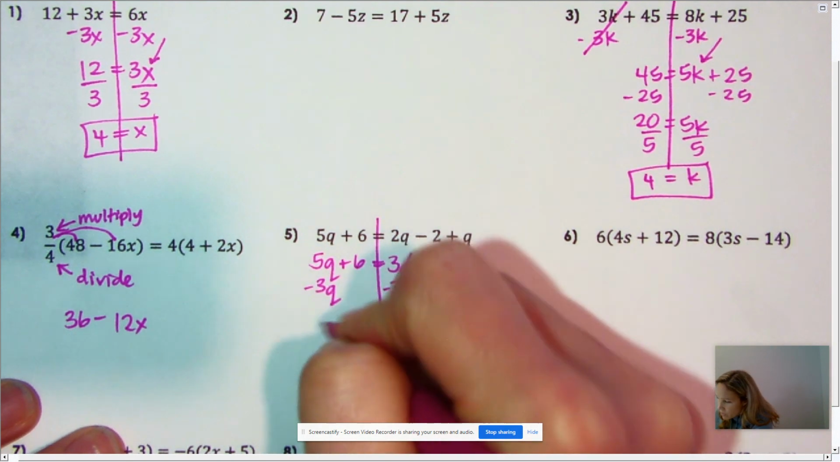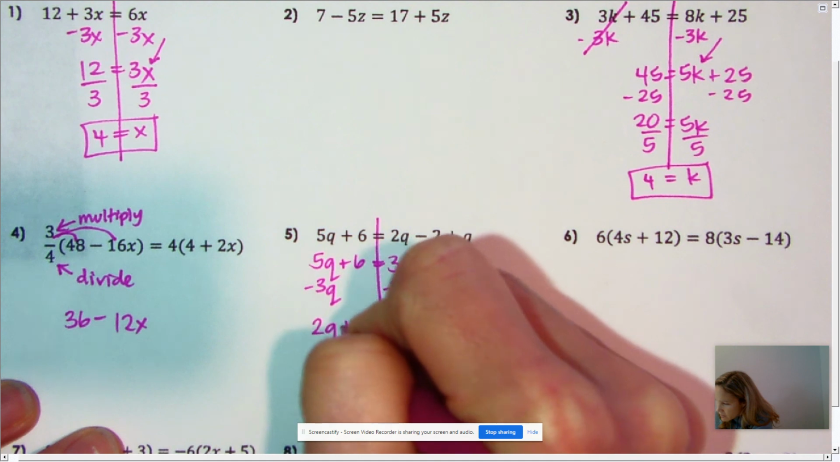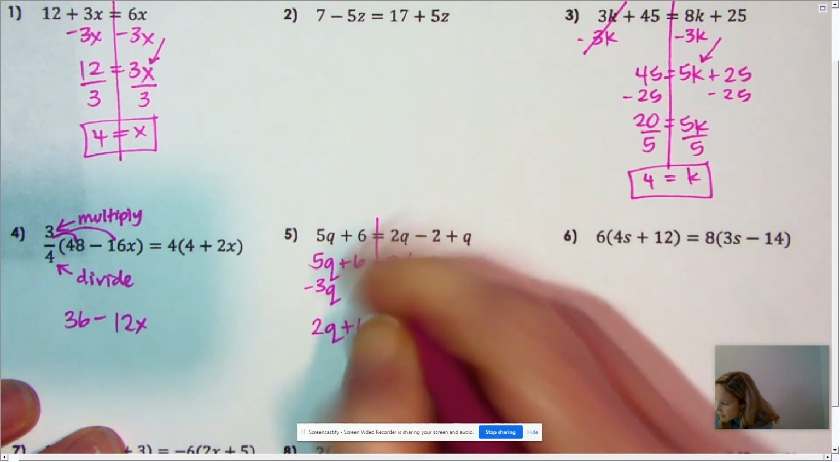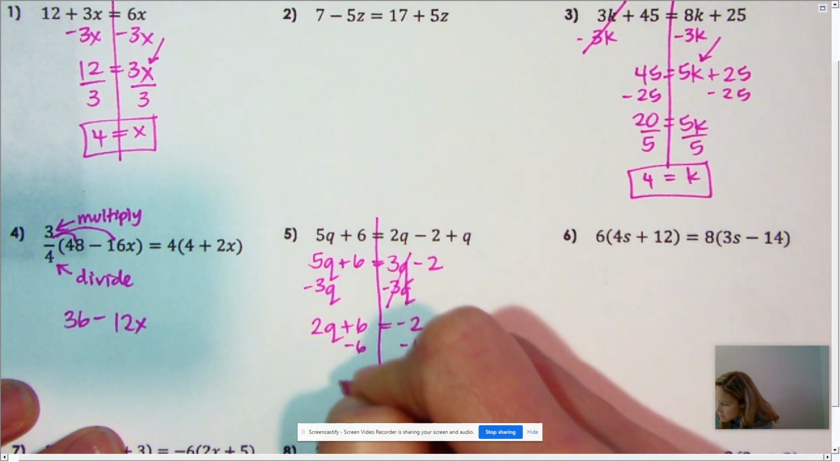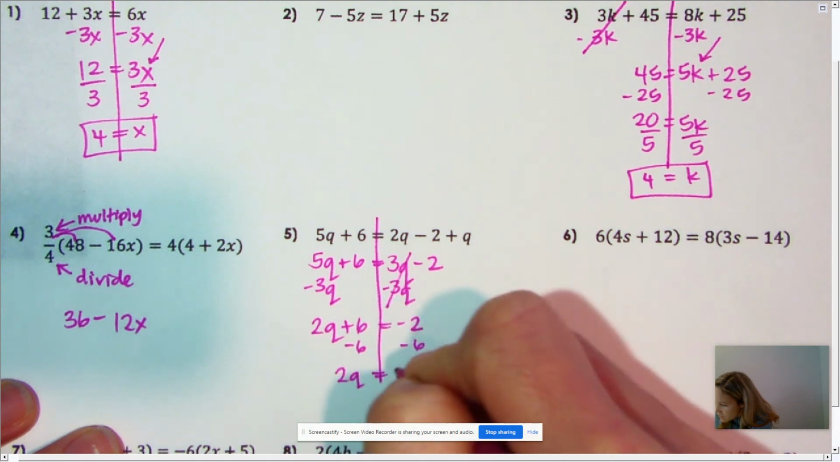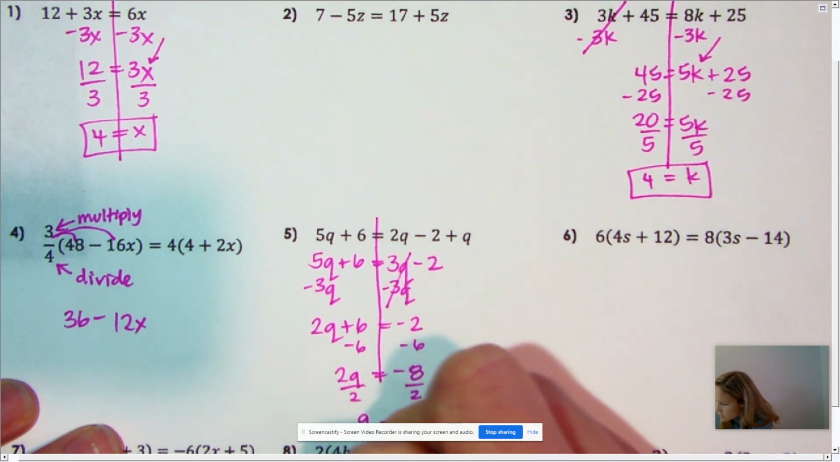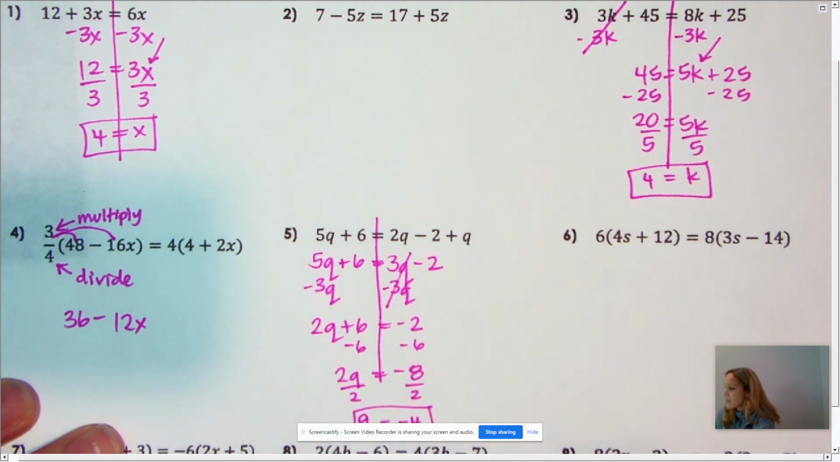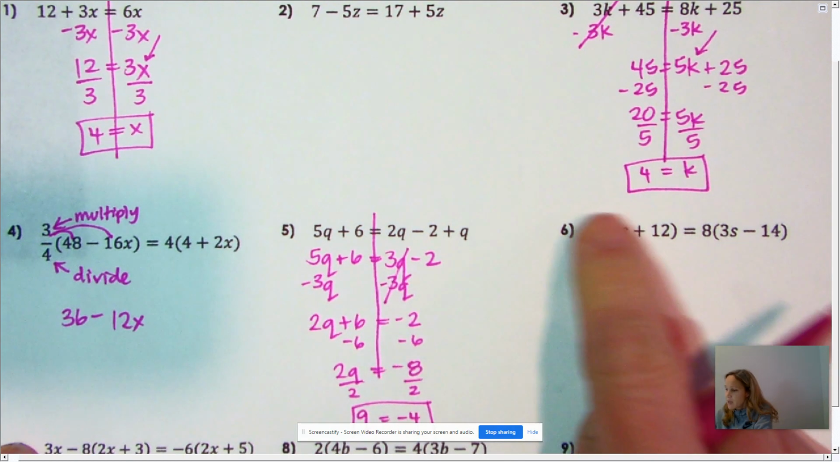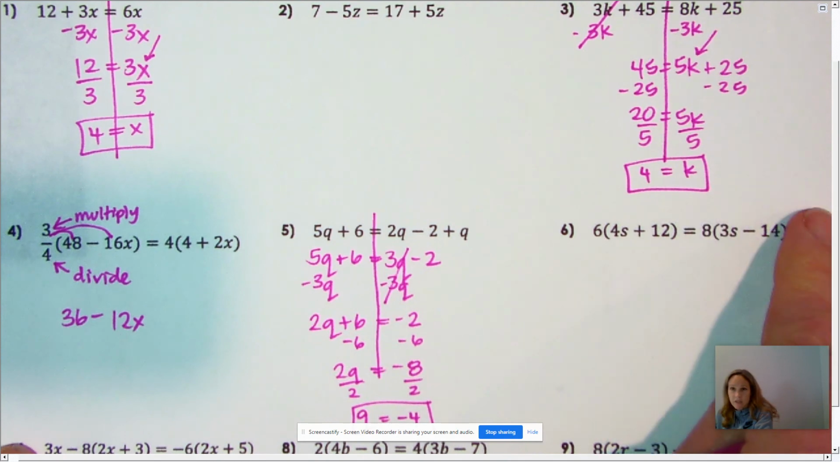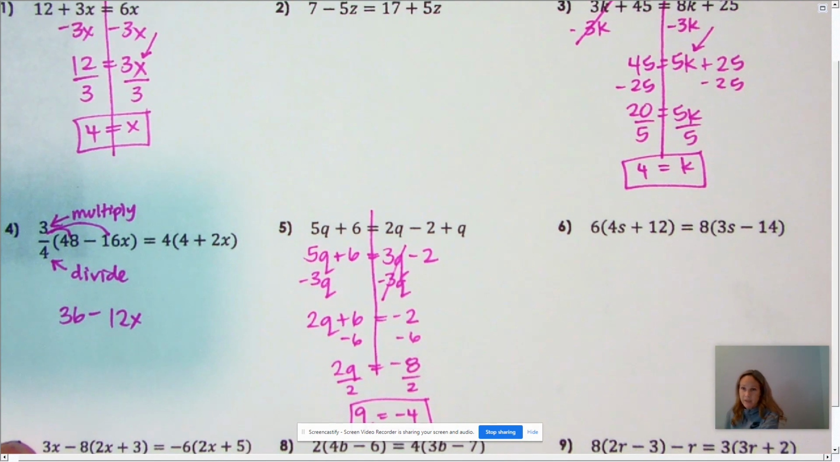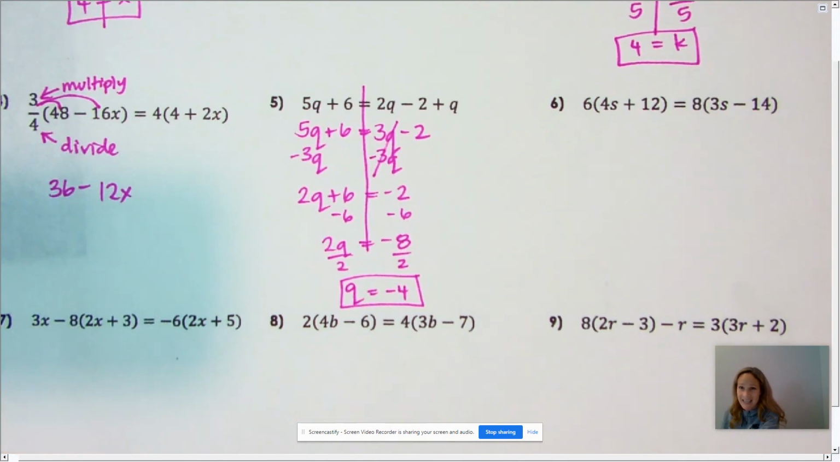So 5q take away 3q is 2q plus 6 is equal to negative 2. Minus 6 on both sides. So I have 2q is equal to negative 8. Divide by the 2 on both sides, so q is equal to negative 4. I'm going to skip question 6, but you would distribute and then cancel out the smaller value of s.